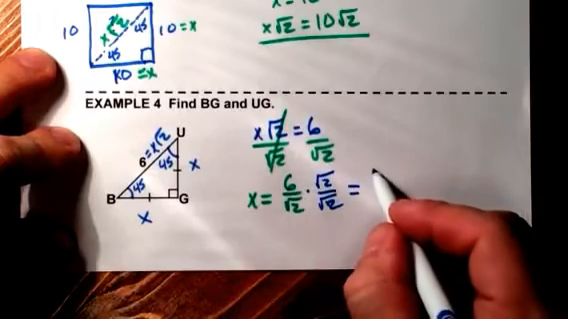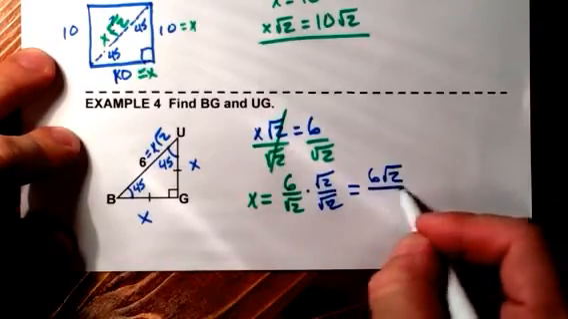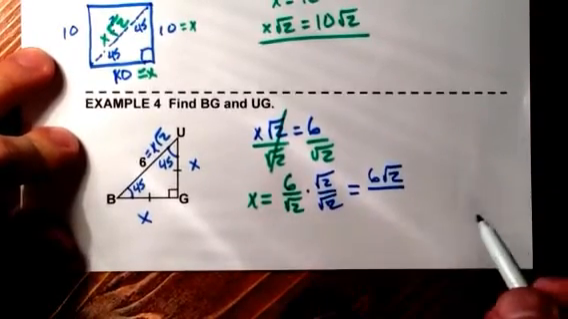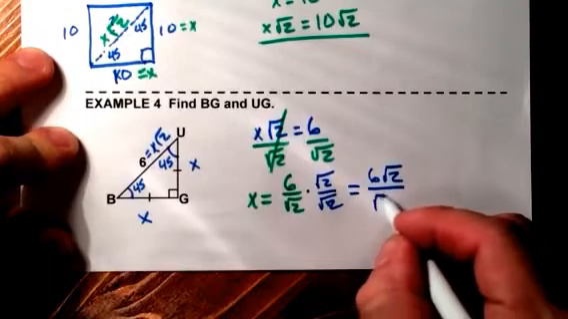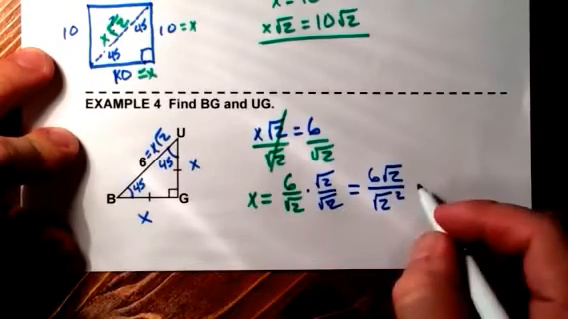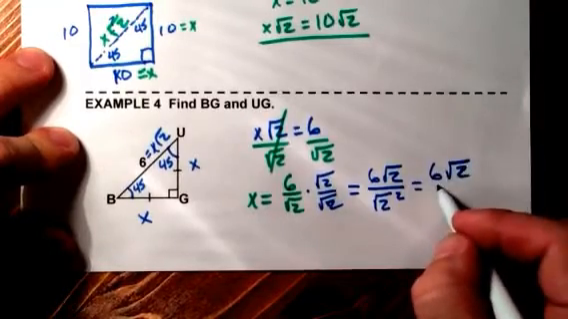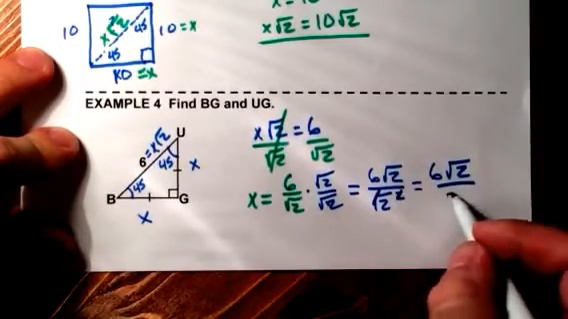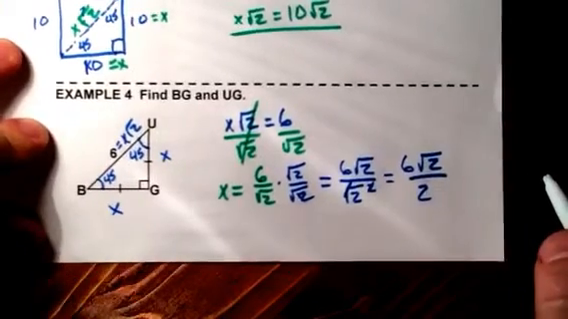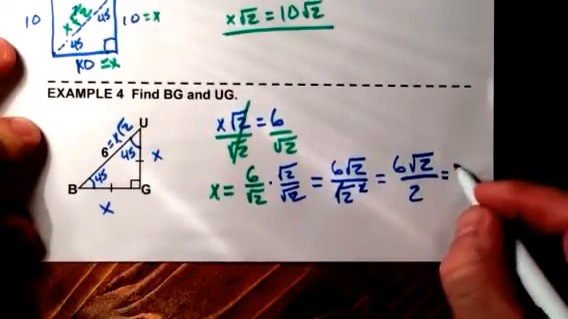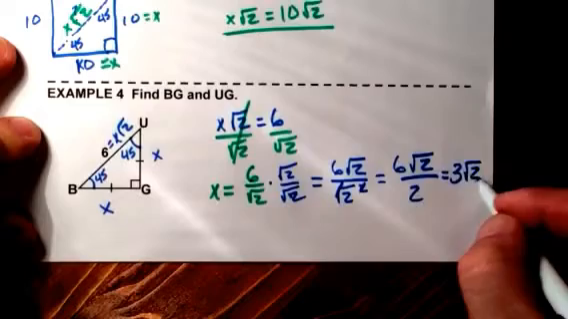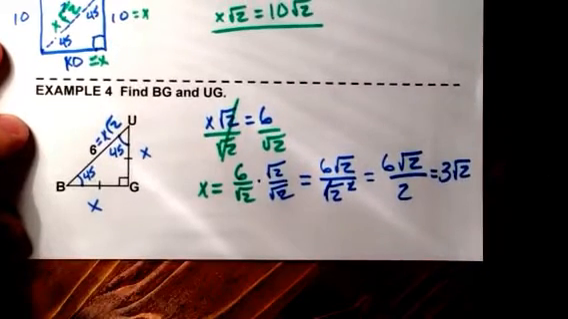6 times the square root of 2 is 6 square roots of 2. Square root of 2 times the square root of 2 is the square root of 2 squared. Well, the square and the square root cancel, so I can say 6 radical 2 divided by 2. Well, 6 divided by 2 is just 3, and I can't forget to keep my square root.